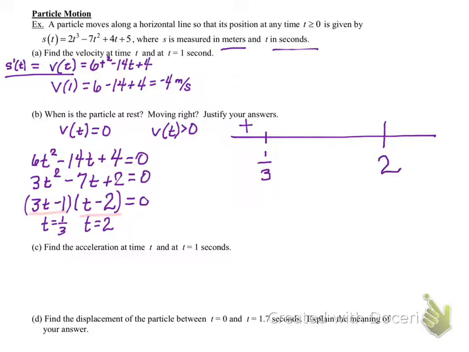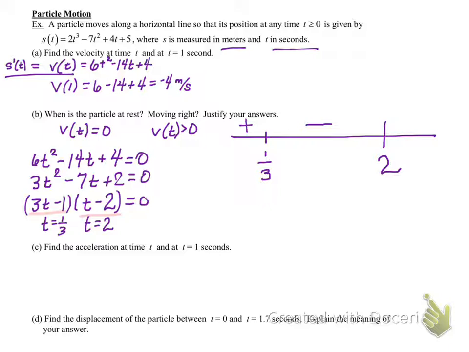Now we're going to look at that same expression that I highlighted, between 1/3 and 2. So I'm going to pick an easy number. I'm going to pick 1. When I replace t with 1 in the first expression, I get a positive number. When I replace t with 1 in the second expression, I get a negative number. A positive times a negative is in fact a negative. So our velocity is negative from 1/3 to 2.